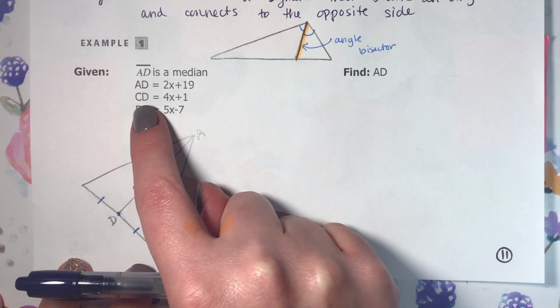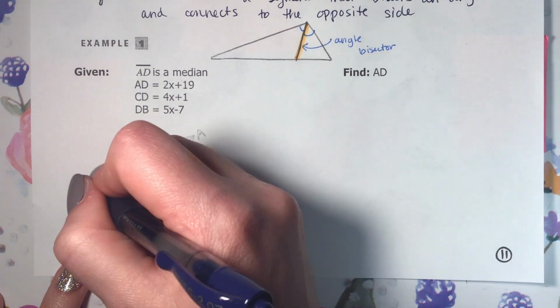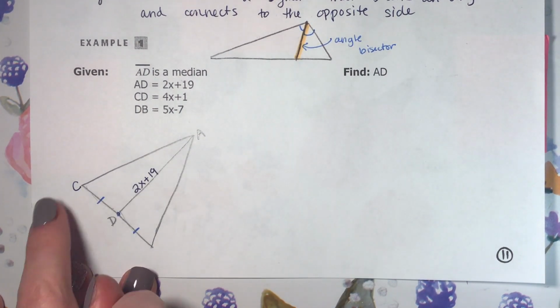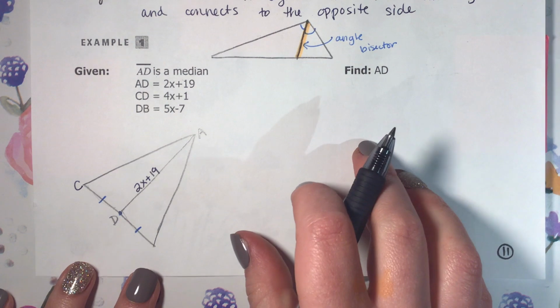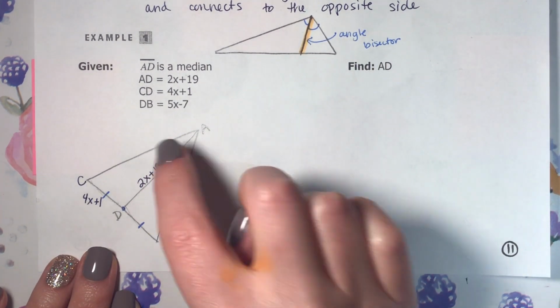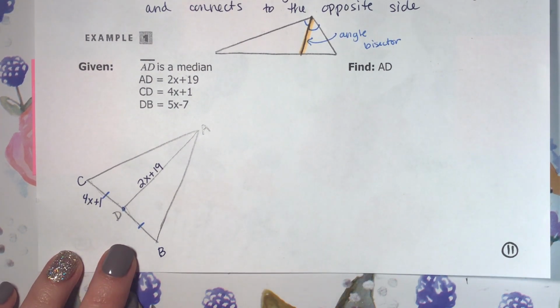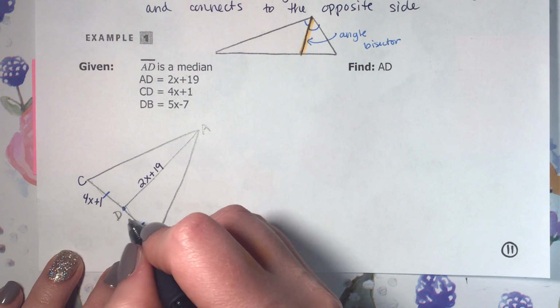And then it says CD is 4x plus 1. I don't have a C on here yet, so I'm just going to put C right here. So CD is going to be 4x plus 1. And then DB, I'll just put it here, is 5x minus 7.